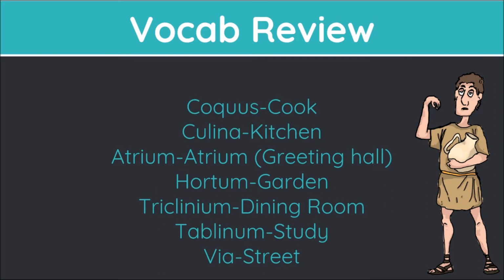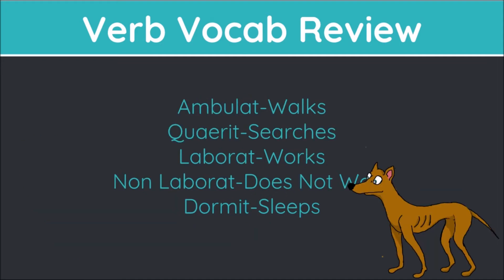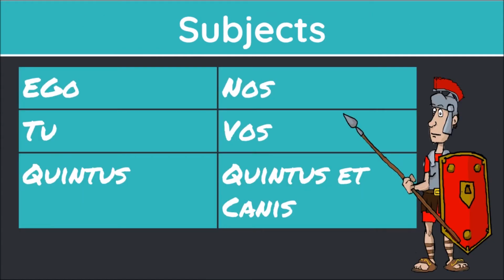Now let's look at some verbs. Stat means stands. Est is. We'll be looking at the conjugation of that in just a few seconds. Scribit means writes, while circumspectat means looked around. Clamat means shouts, and intrat means enters. Ambulat means walks. Quaerit means searches. Laborat means works. Non laborat means does not work, if you can see past the dog's face. Dormit means sleeps.